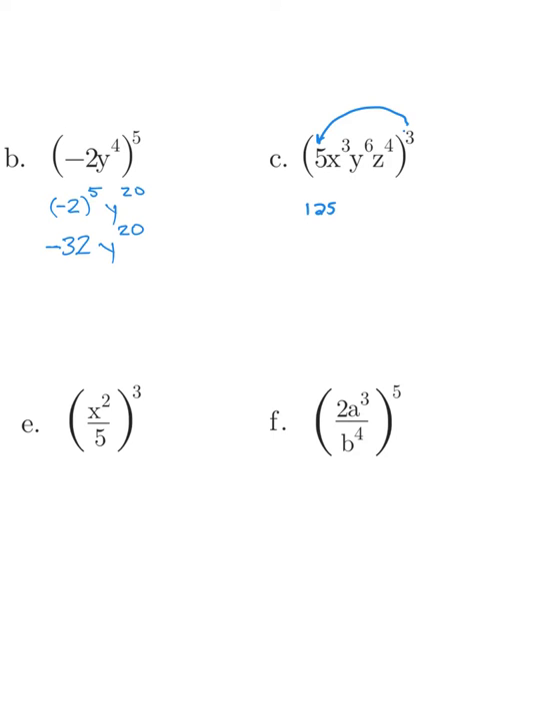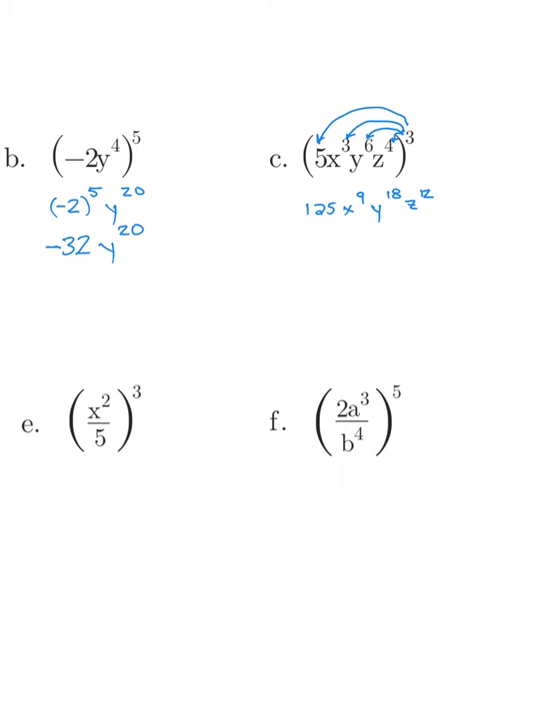I want to cube x cubed. We're going to multiply the exponents, so I get x to the 9th. I want to cube y to the 6th. We multiply the exponents, giving us y to the 18th. And I want to cube the 4, z to the 4th, and we get z to the 12th. And we're done.